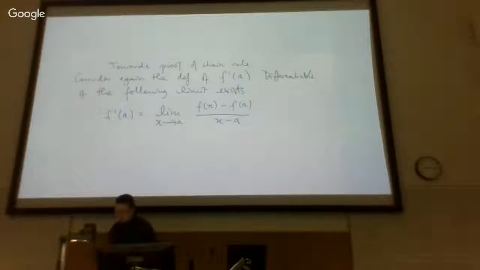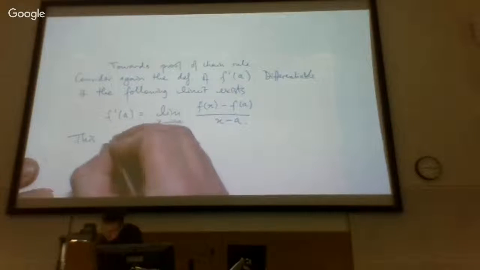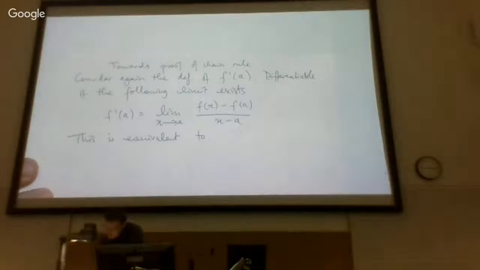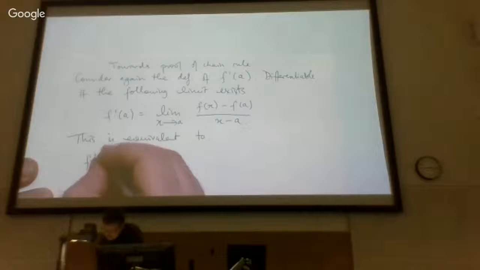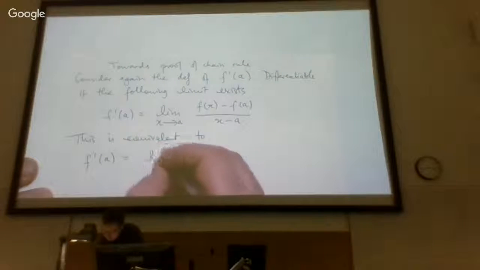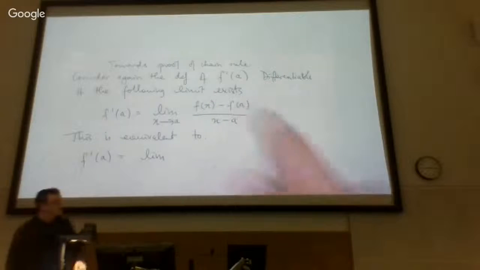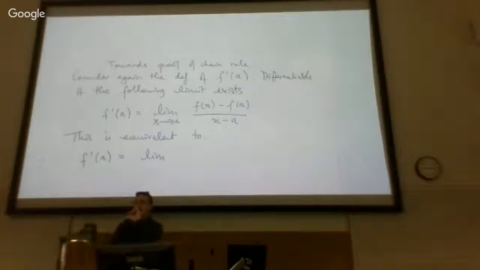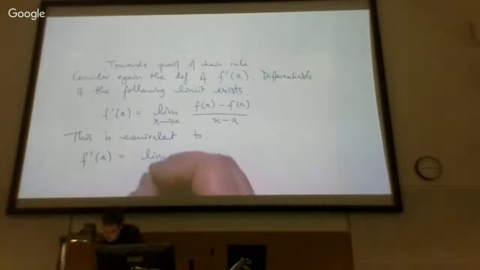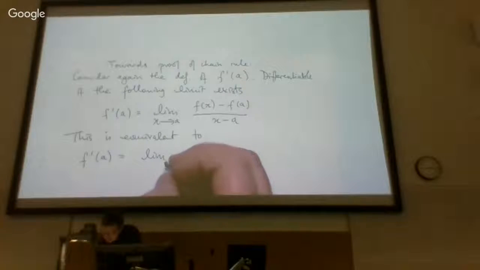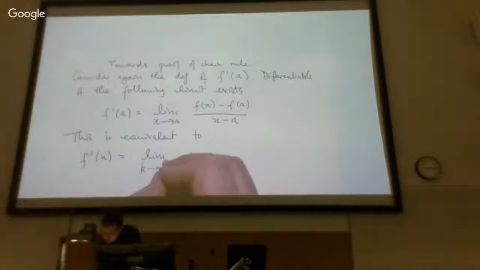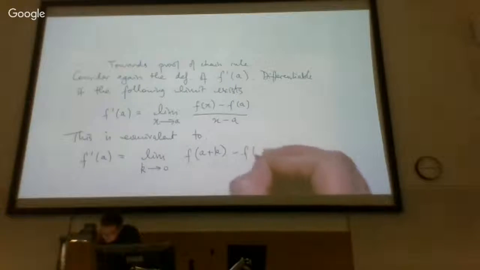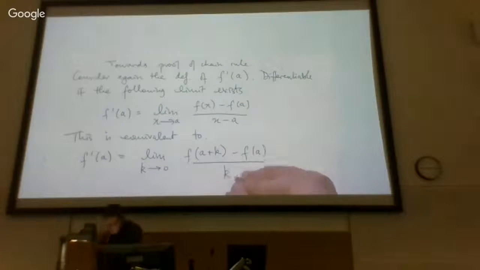Okay, so the first thing we're going to do is just rephrase this slightly. This is equivalent to saying that the derivative of f at a is the limit. Here we were dealing with x being a separate point close to a, and we were taking the limit as that other point x converged towards a. Now we're just going to express it slightly differently. We're going to take the limit as k goes to 0 of f of a plus k minus f of a over k.